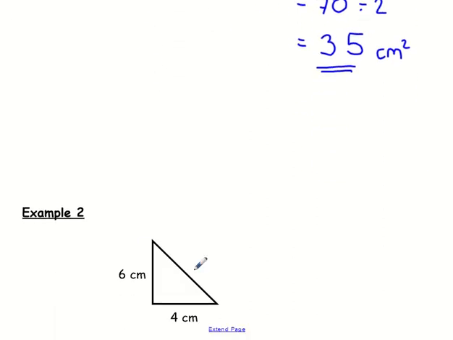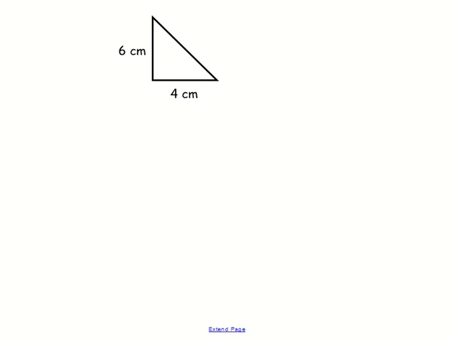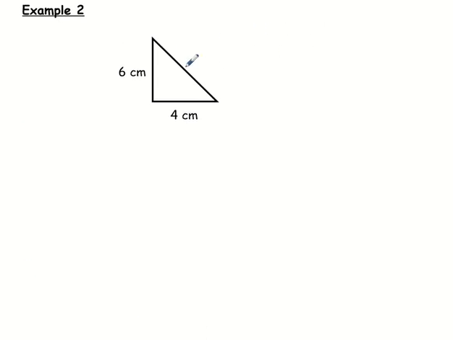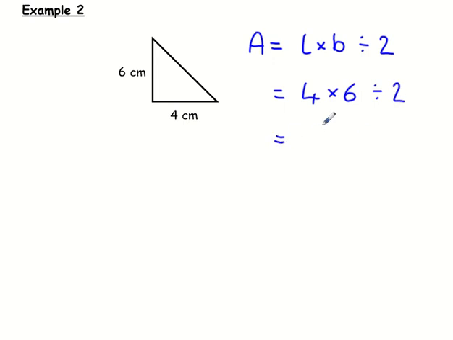Example 2, you might want to try this yourself first, pause the video and try it, and then just double check you agree with my solution. In this case, if it's the area of a triangle we're looking for, we always start off with the formula. So area is equal to length times breadth divided by 2. Our length is 4, breadth is 6. So 4 multiplied by 6 divided by 2. 4 sixes are 24, divided by 2, which gives us 12.